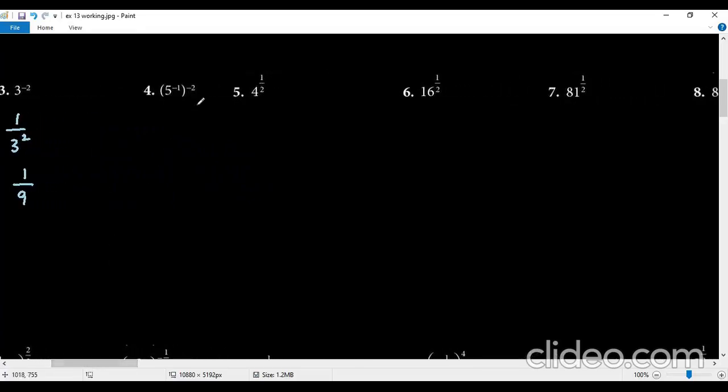Now comes 5. You know the rule that a power of a power is multiplied. So minus 1 times minus 2 is going to give us a positive 2. That means the value is going to be 25.